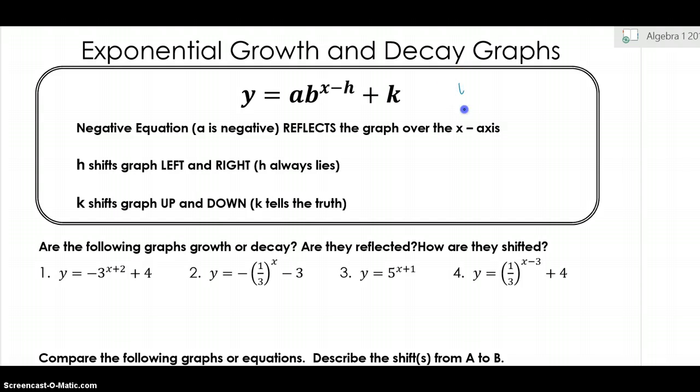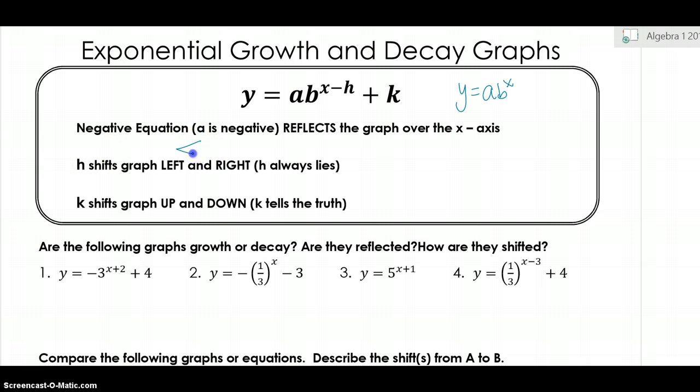So last week we looked at exponentials in the form of y equals a times b to the x, okay? And none of those were shifted, and all we did was try to figure out what that value of a and b were. So this is what we did last week with no shifts. This is what we're going to do this week with shifts. So the only difference is that h and k, okay? Now, it's just going to tell you how your parent graph shifts.